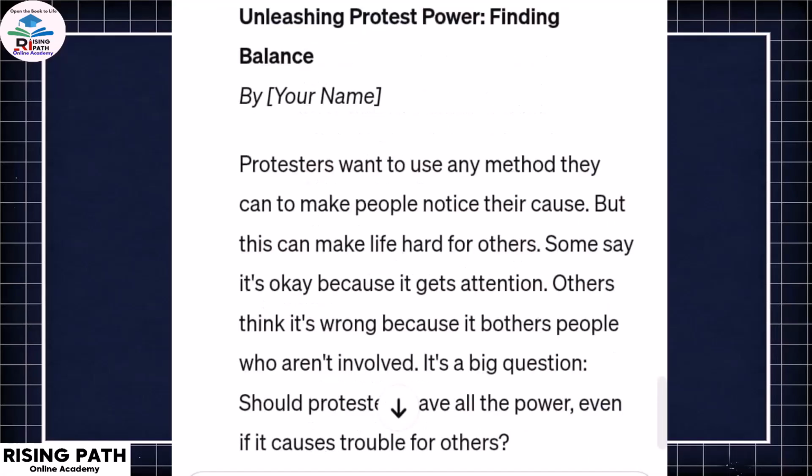First of all, as you can see, this is a sample article. Of course you are going to write your own, but it will help you a lot. According to the pattern, we have the headline, that is, Unleashing Protest Power, Finding Balance. Then the byline, where you have to write your name. This is the first paragraph, a generalized one in which you discuss the role of the protesters and the 2 different viewpoints, in favor of or against the protests.